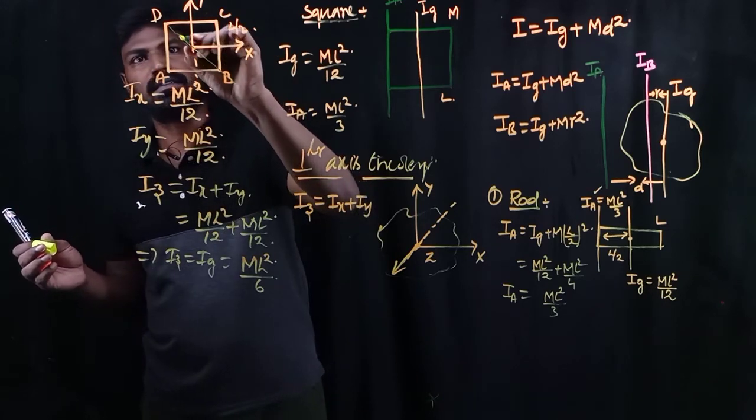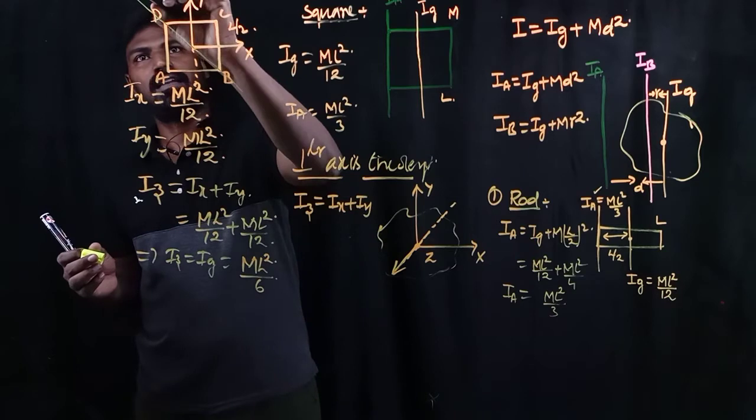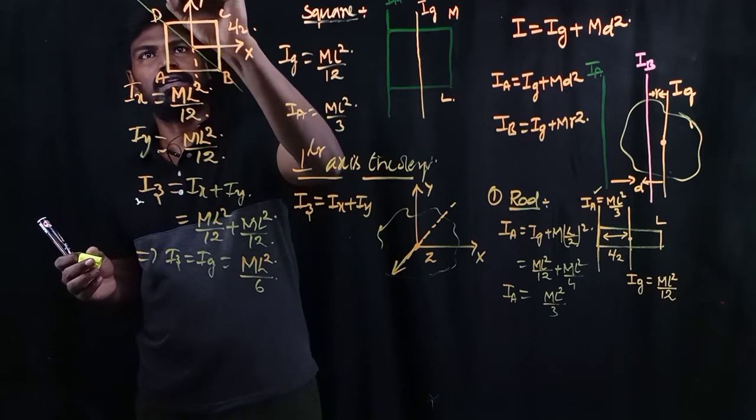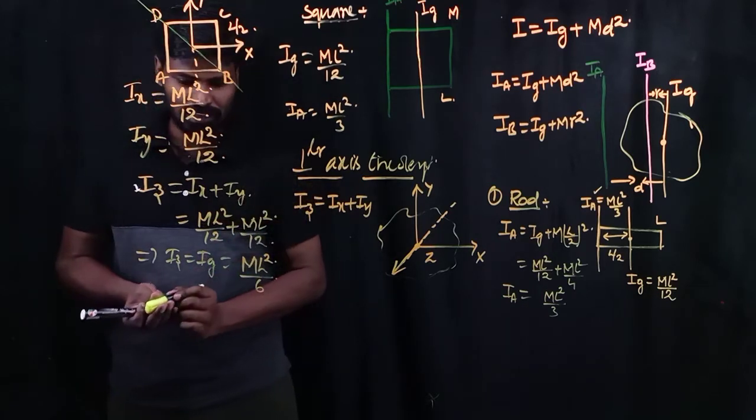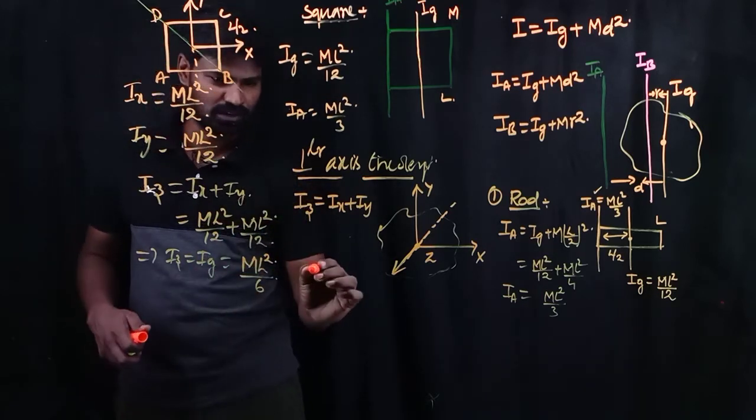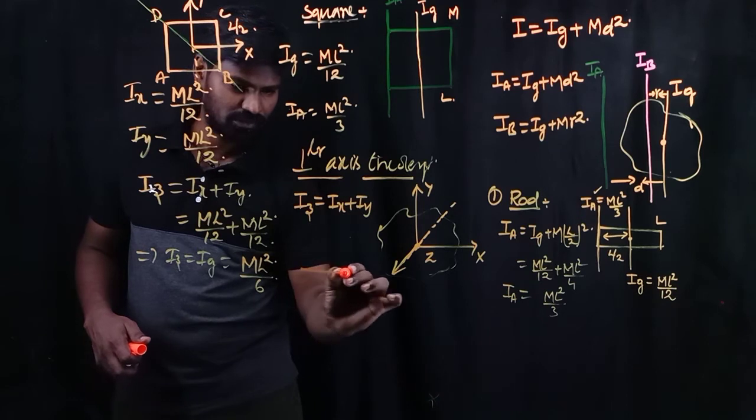With respect to this axis, I_BD, I want. How are you going to do it? So for that purpose, again I am drawing the diagram over here. Just have a look at it. This is the square lamina that I am considering.